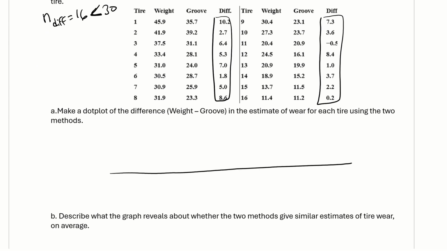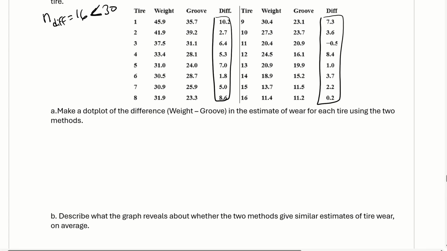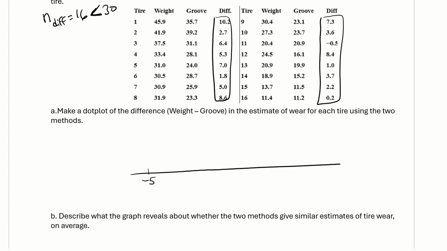And one thing to note about making this dot plot is that if the dots are too close together, you can start stacking them if they're within a certain range. Okay, so we're going to talk about that in a second. We got -5, 0, 5, and then we got 10. And 15. We're going to go by 5s here. Now, even though I'm going to go by 5s, I'm going to actually tell you what the spacing is between these, okay?